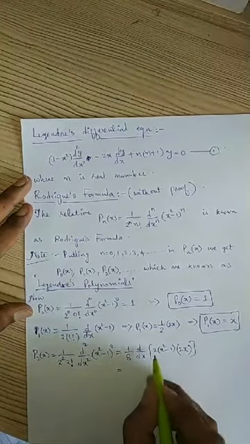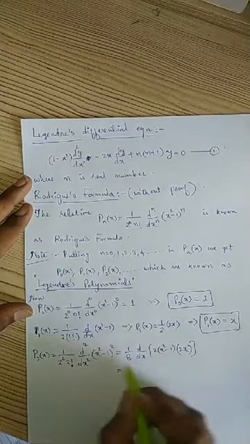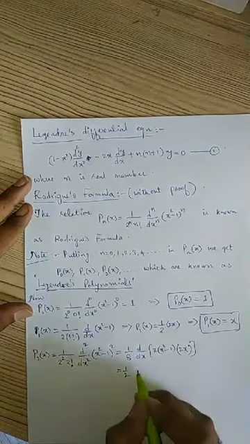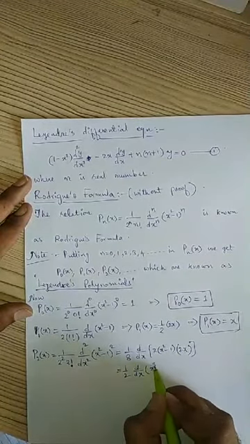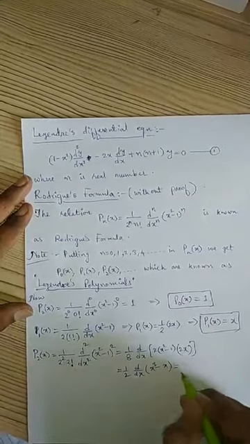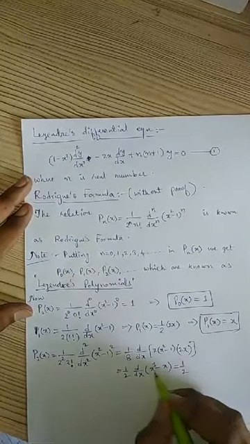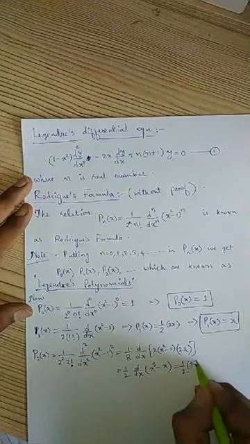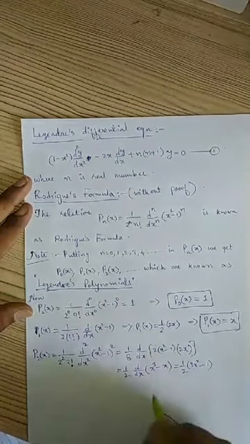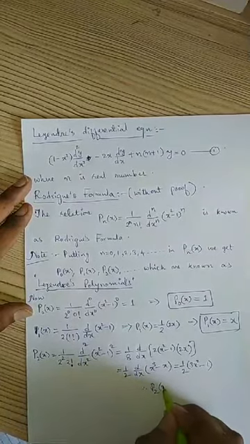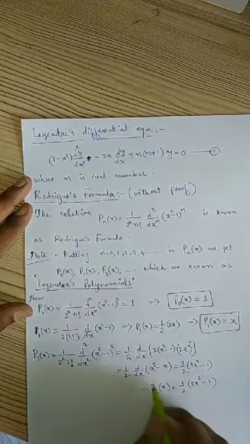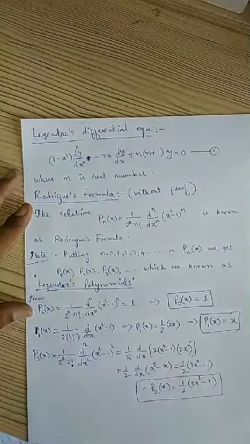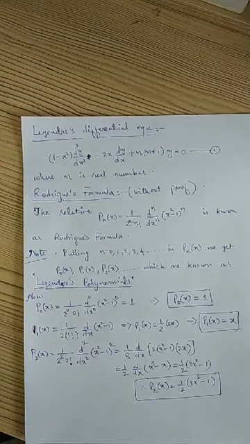So what will happen? This 2 to the 4, 4 by 8 is nothing but 1 by 2 d by dx of, you multiply this x with this, what will happen? x cube minus x. Again differentiate this, 1 by 2, 3x square minus 1. Therefore P2 of x is 1 by 2 into 3x square minus 1. Right? P0 is 1, P1 is x, P2 is 1 by 2 into 3x square minus 1.